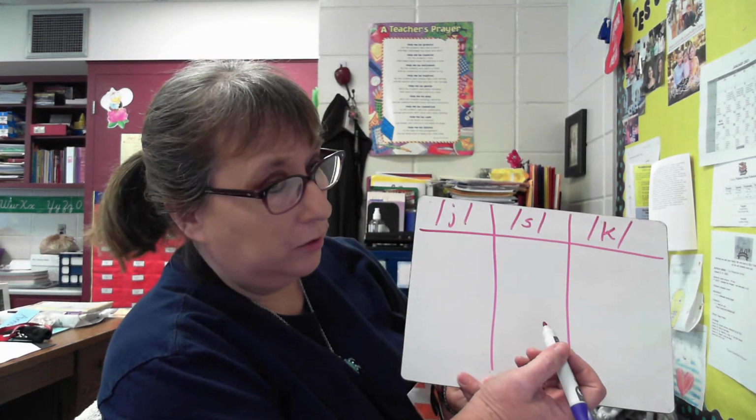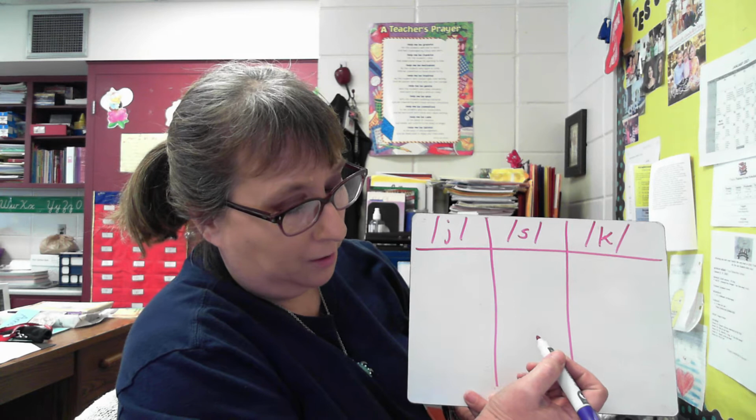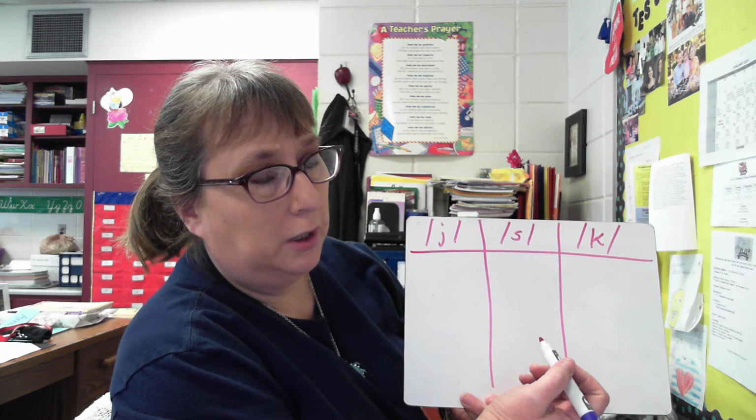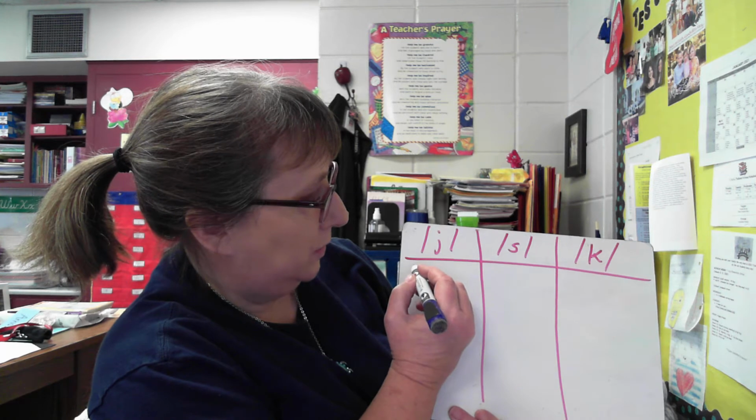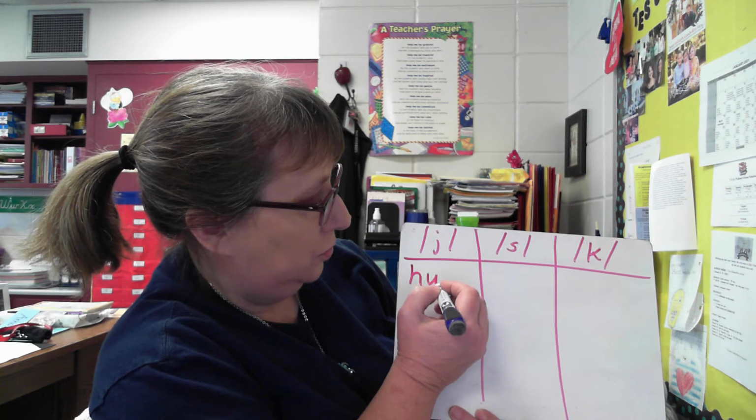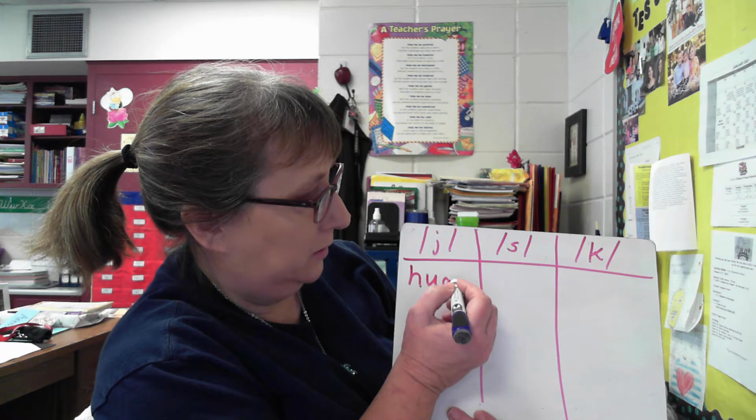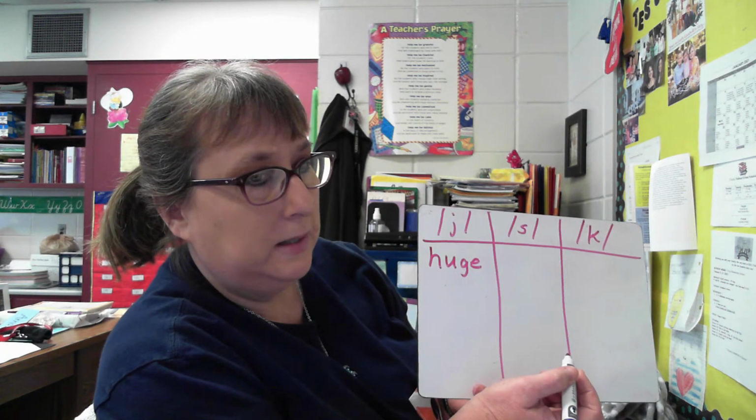Okay, so I'm going to model the words, and you are going to help me, even though I can't hear you. I hope you're doing it at home. So I'm going to model the word huge. What's the first letter I hear? Huge. Now, I'm thinking huge, so it's got to go under the J column, right? So if I want to spell it, I say huge. But to get that long U, I've got to have my E. Huge.